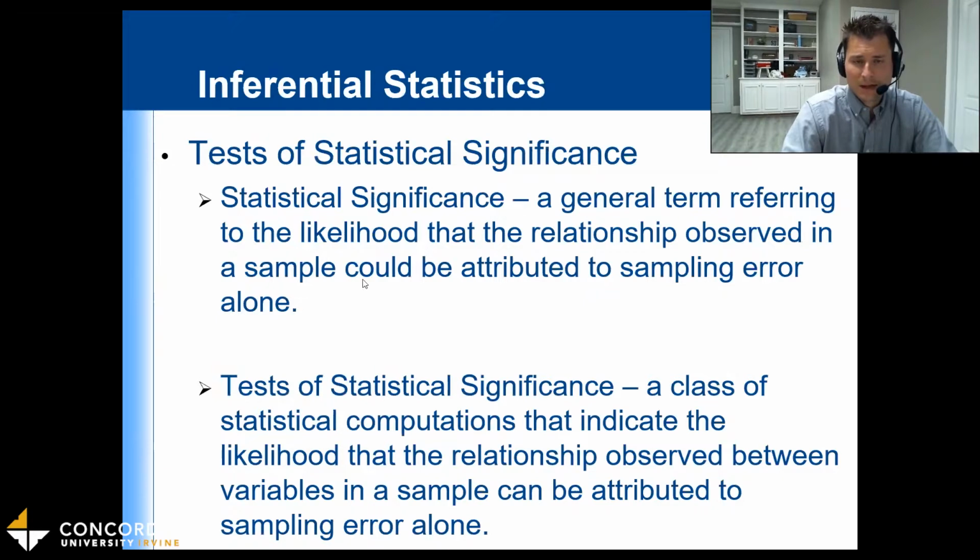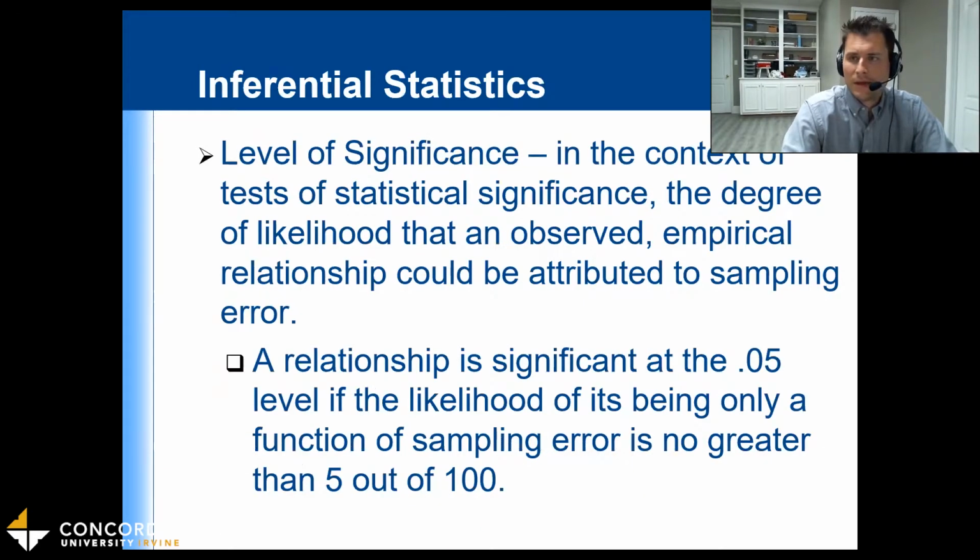So pretty much the same definition there. We're testing the sample error. And then the level of significance, in the context of tests of statistical significance, is the degree of likelihood that an observed relationship could be attributed to the sample error. For example, a relationship is significant at the 0.05 level if the likelihood of it being a function of sampling error is no greater than 5 out of 100. So back to the 95% as I stated a few slides ago.